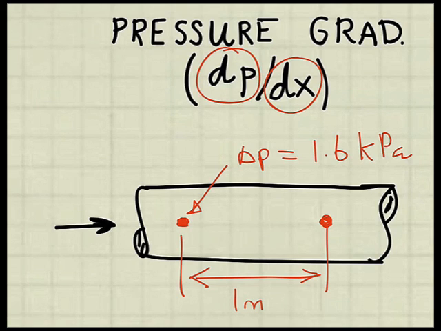The reason the pressure is higher here is that as the fluid flows down the pipe, there's a frictional force associated with shear stress, and the net force due to pressure is needed to balance against this shear force.